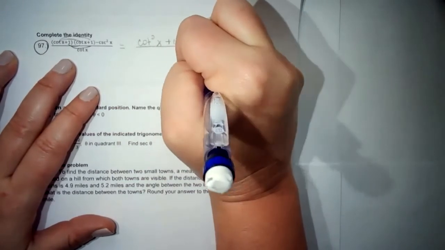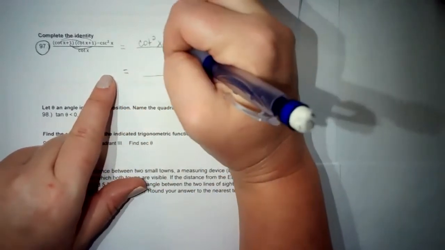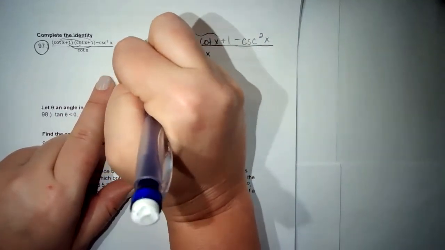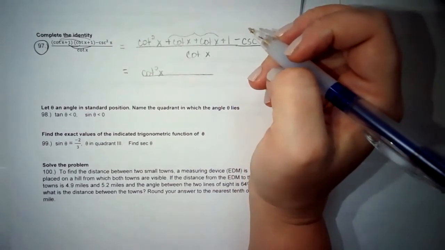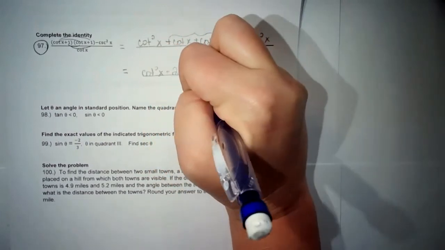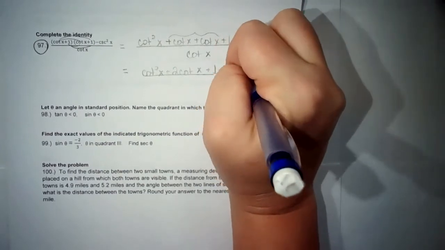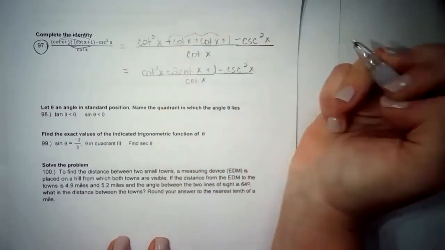And then on the bottom, cotangent x. Sound good? Really, the only thing I can clean up on the top is I can add these 2 middle cotangent x's together. So I'm going to copy over cotangent squared x. What's cotangent x plus cotangent x? 2 cotangent x. Good. And then I have plus 1 minus cosecant squared x. And in the bottom, a cotangent x.